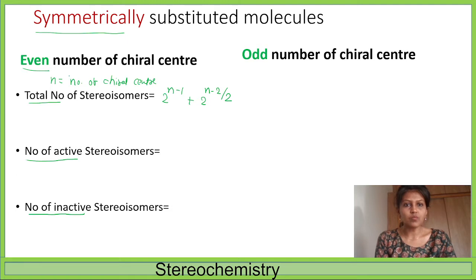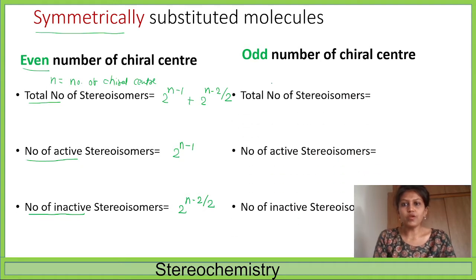So here the number of chiral centers may be 2, 4, 6, 8, that is, an even number of chiral centers is present. Now in the total stereoisomers, the active stereoisomers are 2 raised to n minus 1 and the inactive stereoisomers are 2 raised to n minus 2 divided by 2, right? So this is the formula for the total number of stereoisomers for a symmetrically substituted molecule having an even number of chiral centers.